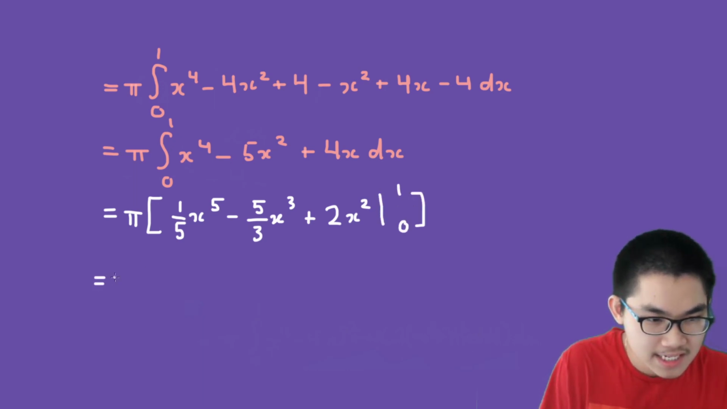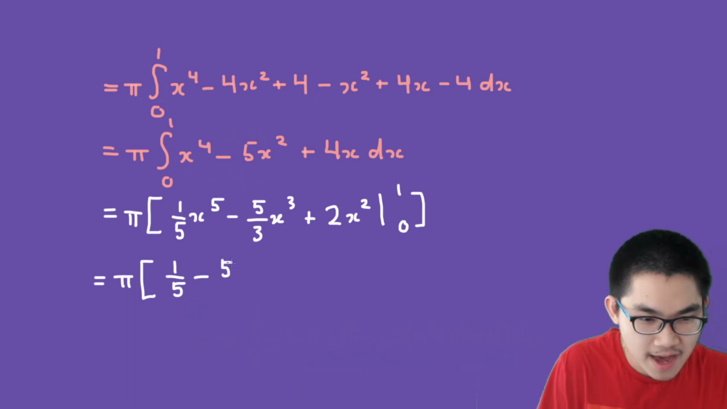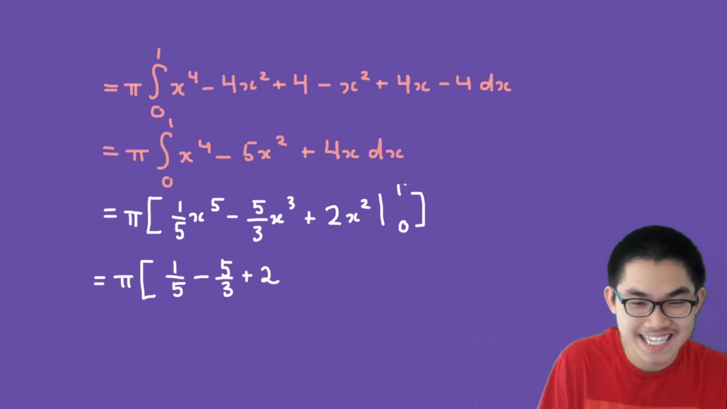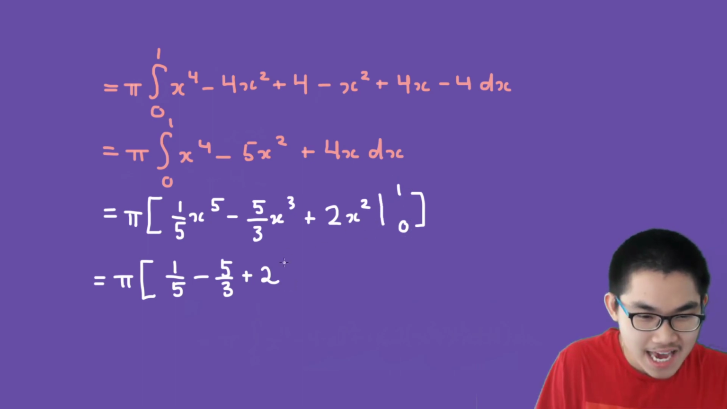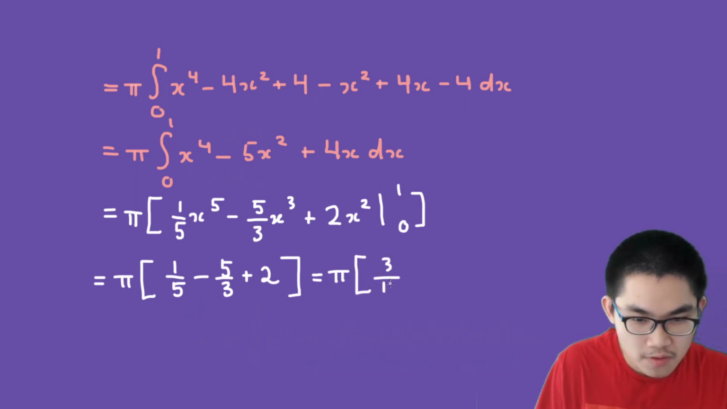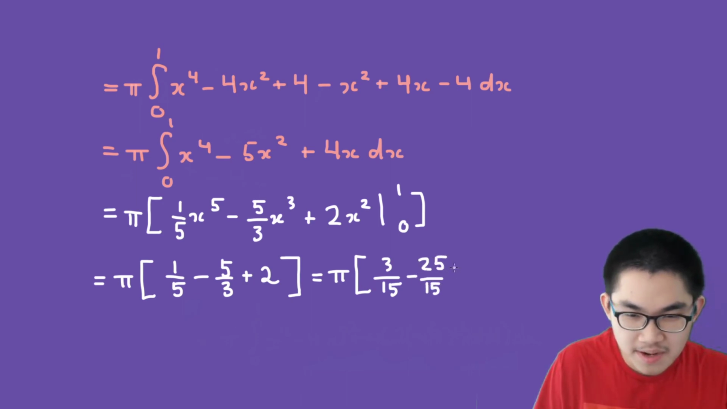So again, this is the same as pi times (1/5 - 5/3 + 2). So that's after plugging in these variables. And it's just a matter of solving these fractions now. So this is the same as pi times (3/15 - 25/15 + 30/15).